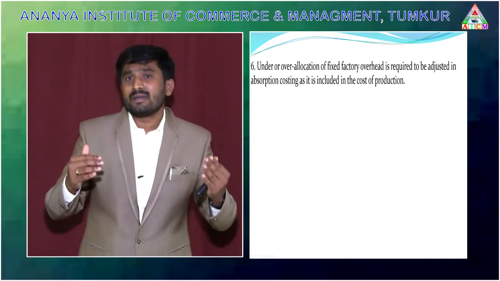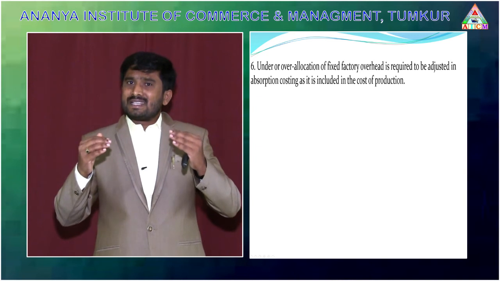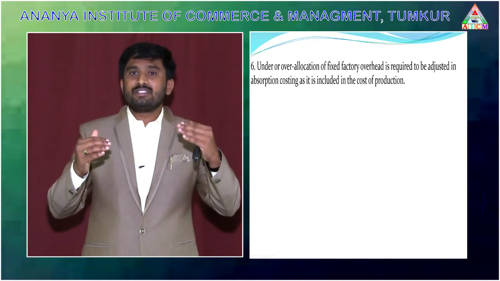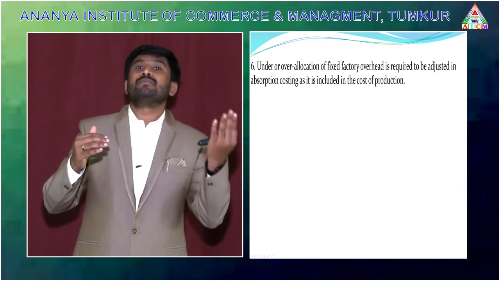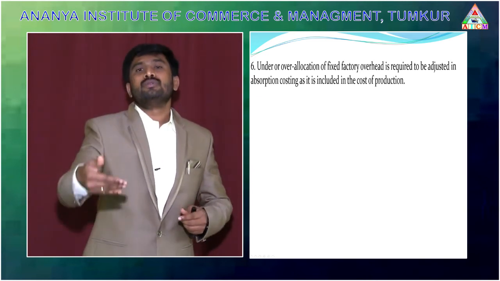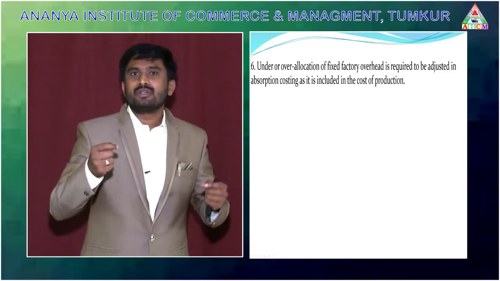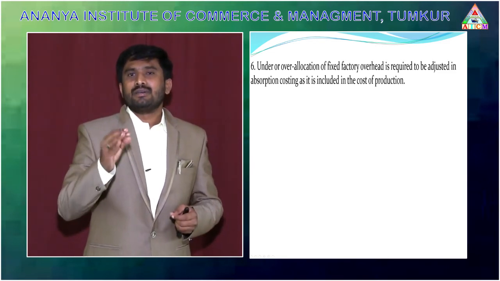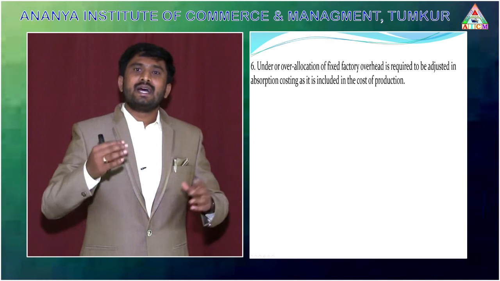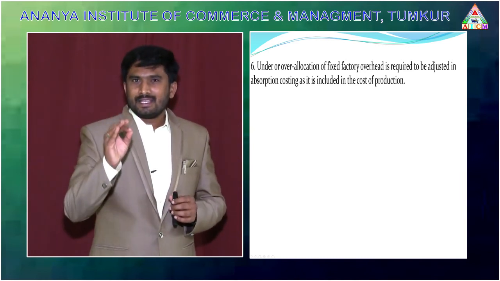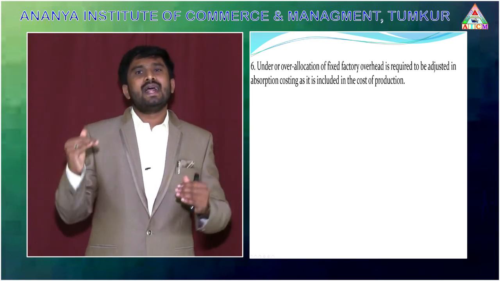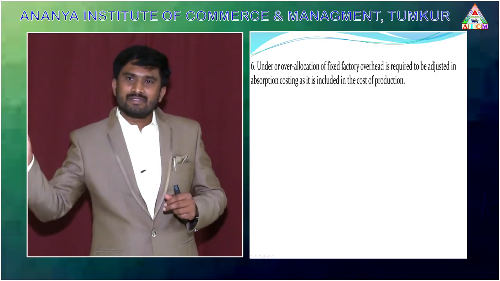Next, over absorption means when the company crosses 10,000 and above. For example, if it produces 12,000, there will be over absorption. Again, those over absorption and under absorption we need to readjust in order to get the right income in absorption costing. So there will be over absorption and under absorption when there is a deviation between the number of units produced and the number of units set to fix the fixed cost.